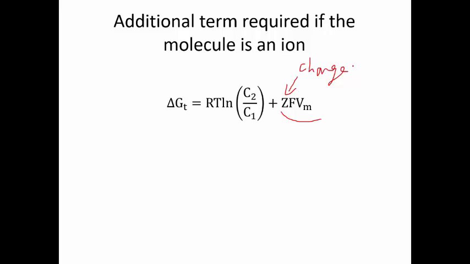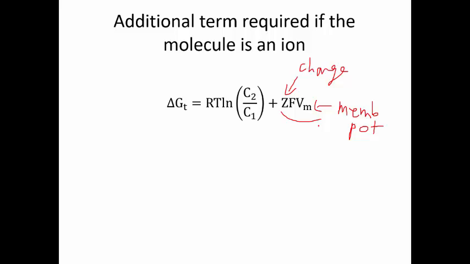So, +1, -1, +2, that sort of thing. F is just a constant that I would always give you. It's Faraday's constant. And Vm is the membrane potential. One critical part about this is that the sign of the membrane potential needs to be the sign on the side you're moving to.